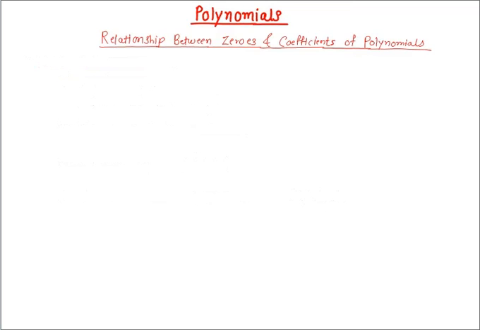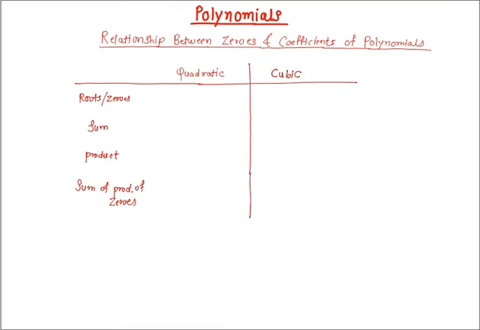Let us summarize what we learned so far for a quadratic polynomial and for a cubic polynomial. We have the zeros here, the sum of zeros, the product of zeros, and the sum of product of zeros. For the quadratic polynomial ax squared plus bx plus c, we have 2 zeros, alpha and beta. For a cubic polynomial ax cubed plus bx squared plus cx plus d, we have 3 zeros, alpha, beta and gamma.